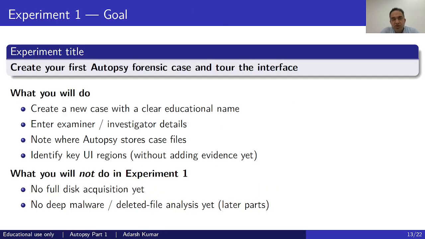Now we define the exact goal of experiment 1, so there is no confusion. The experiment title is create your first Autopsy forensic case, and the tool is the Autopsy interface. In practical terms, you will create a new case with a clear educational name, enter examiner or investigator details, note where Autopsy stores the case files, and identify important regions of the user interface.